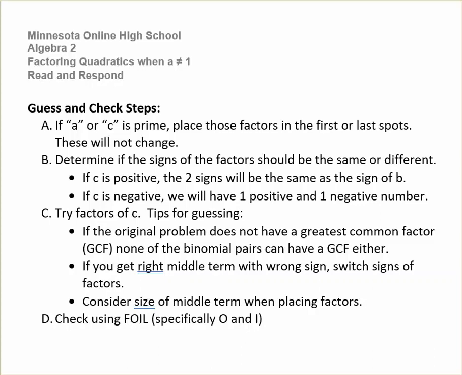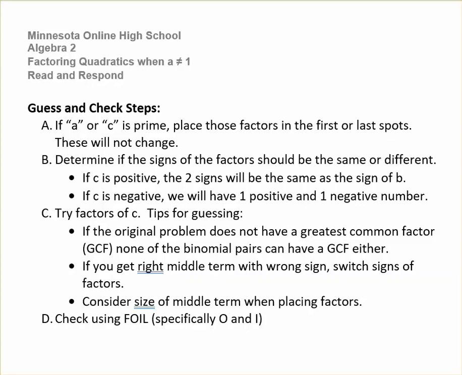Then we're going to want to look at the signs. So if our last term is positive, our signs of the 2 factors are going to be the same as the sign of B. If our last term, C, is negative, we're going to have one of each. Then we're going to try different factors. There are some tips that are going to help us guess. Now, one thing that we can look at is when we put them into our parentheses, we're going to look and see if there was a greatest common factor originally. If not, we can't have that in our pair.